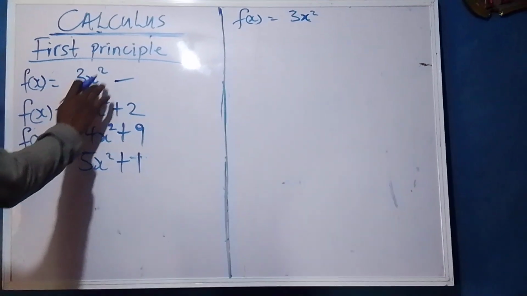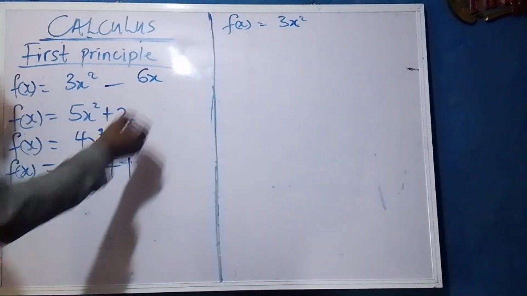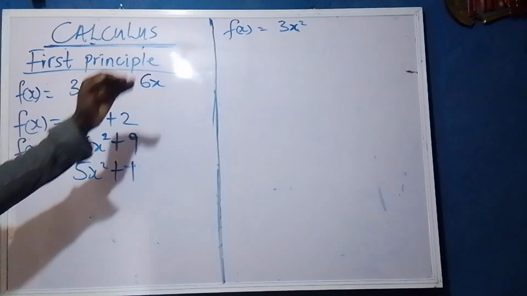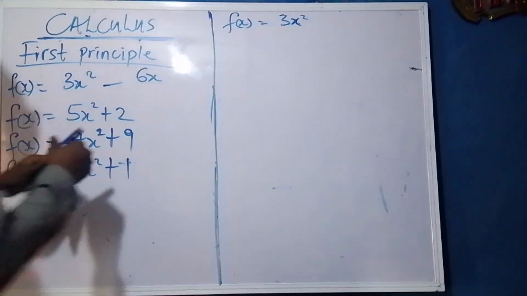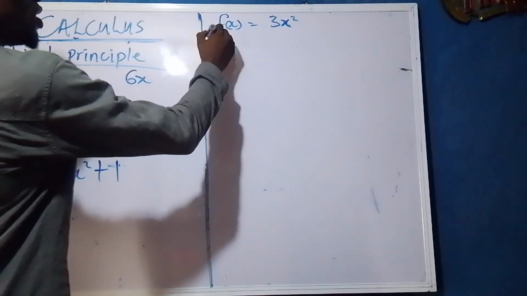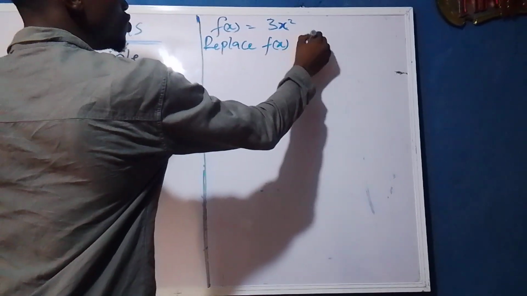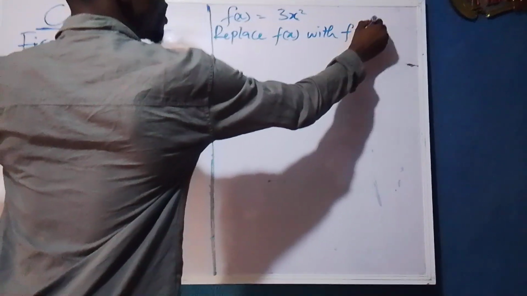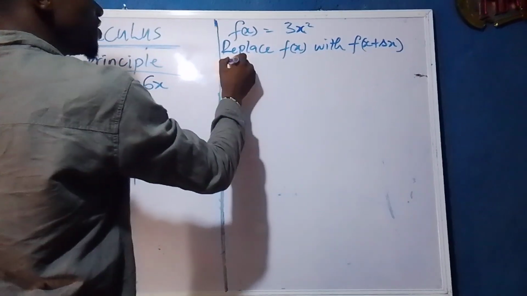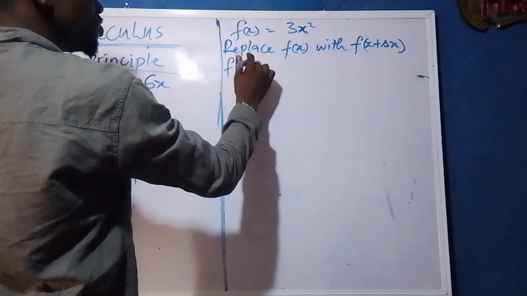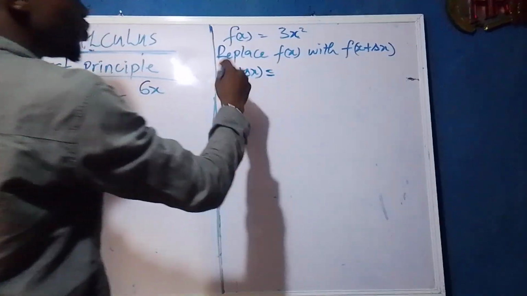For example, now we have 3x squared. Just do it using the power rule. You have 6x. So it means that when you are using first principle, if you don't get 6x, you are not correct. So now let's start with first principle. What's step 1? Step 1 is replace x in f of x with x plus dx. So anywhere I see x, I'll put x plus dx.